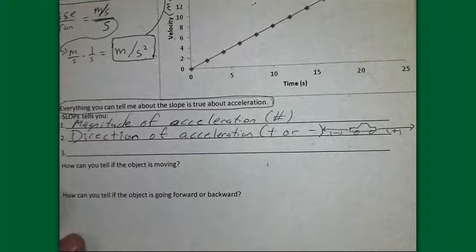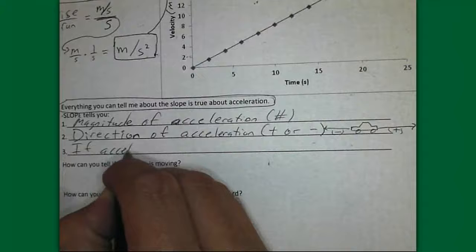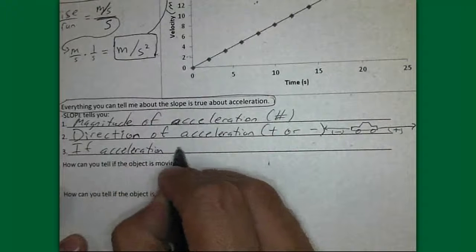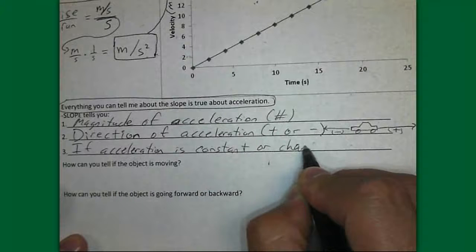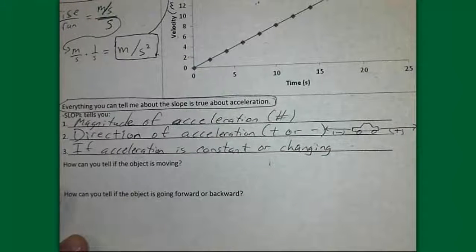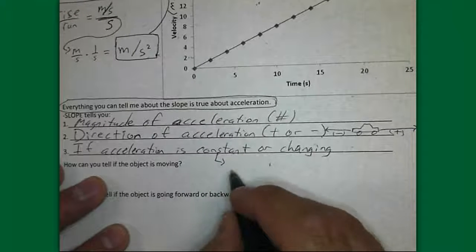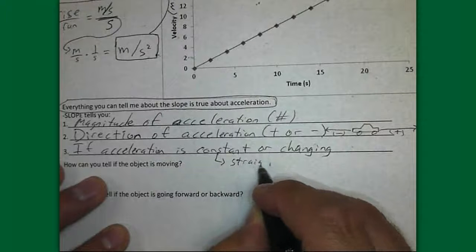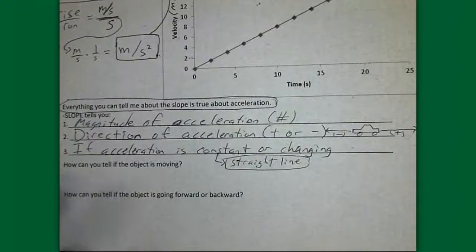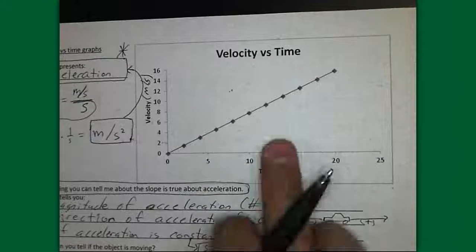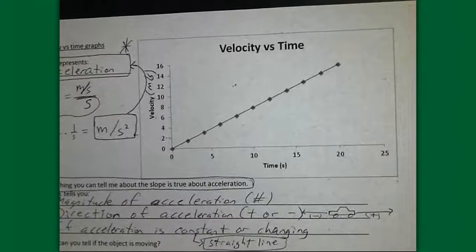The last thing that you can tell from the slope is whether acceleration is constant or changing. And just like a position time graph, we can recognize constant acceleration by a straight line. Any straight line on a velocity time graph tells us that the acceleration is constant. So we can look at this one here. This is constant acceleration. All right, so let's talk about this for a minute.